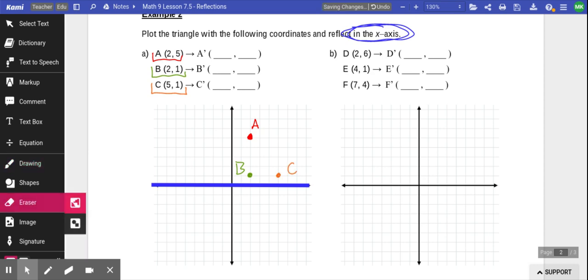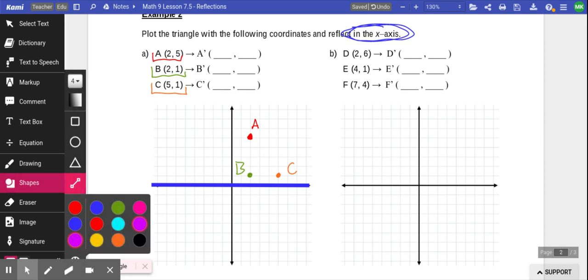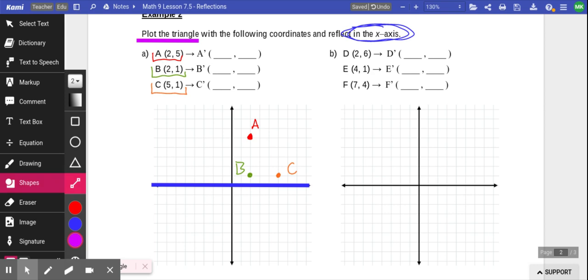This is a triangle because the question says plot the triangle, and I didn't do that. So I'm going to plot the triangle right now. I did my corners like I just did before, and I'm connecting the dots to make a triangle. And our goal is to reflect that triangle about the x-axis.